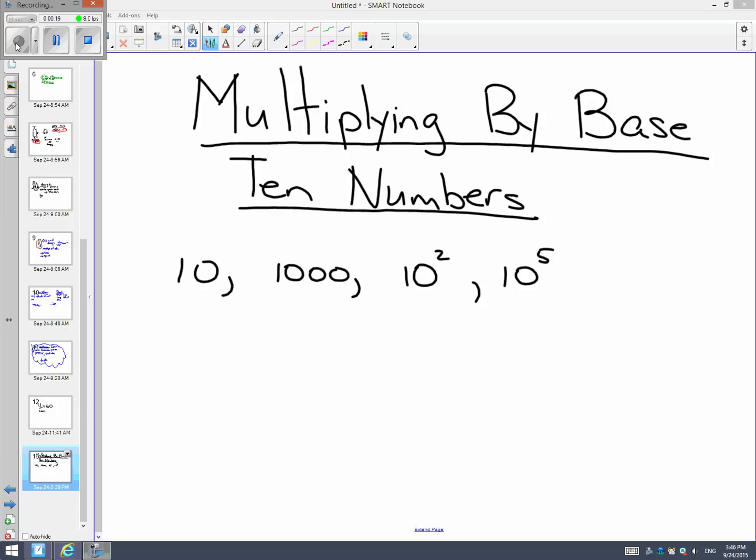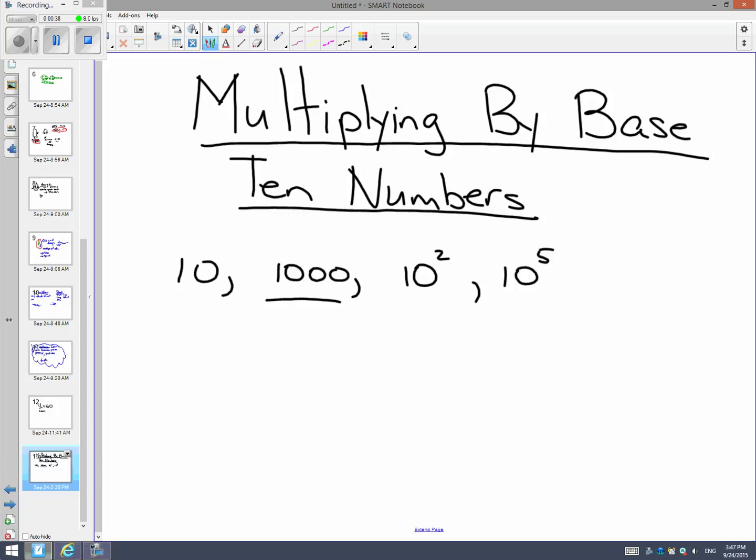But we just want to make sure we understand that base 10 numbers in this case are any numbers that start with a 1 and end in zeros. So I have the example 10, that's a base 10 number. So is 1,000, starts with 1, ends in zeros. And then we get into our exponent numbers, exponential notation.